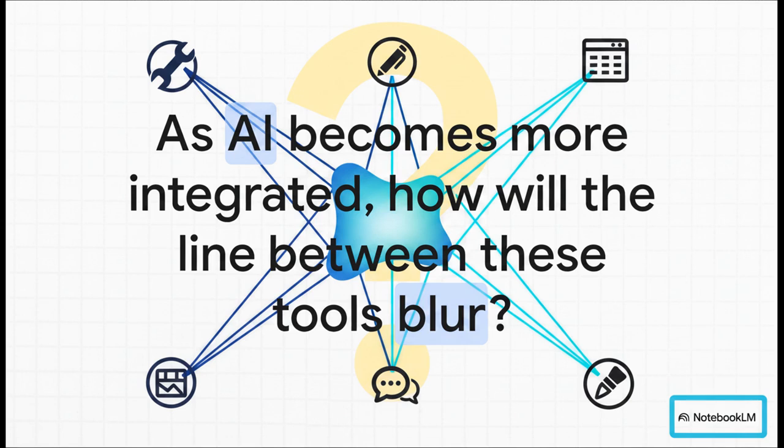And that brings us to one last thing to think about. We've already seen how AI is becoming a little assistant inside all these applications. But as that AI gets smarter and more powerful, you have to wonder, how will the lines between these separate tools start to blur? Will we eventually have one tool that's just smart enough to do it all? Now that's something to keep in mind as you continue building your own professional digital toolkit.